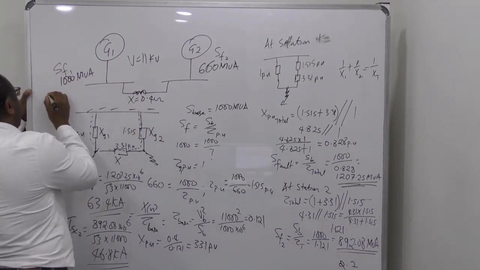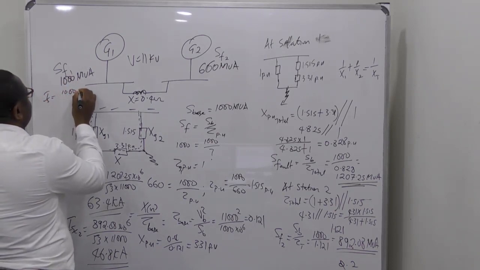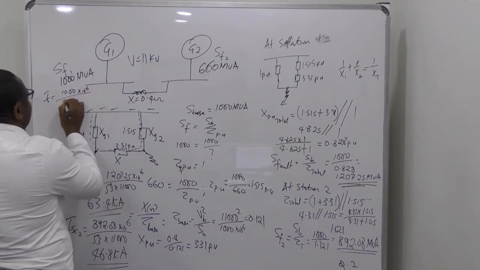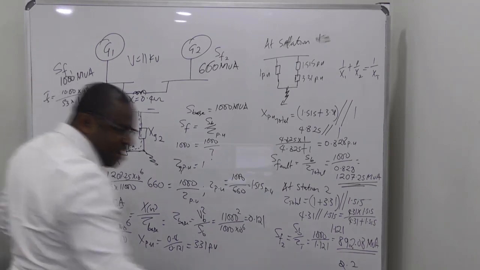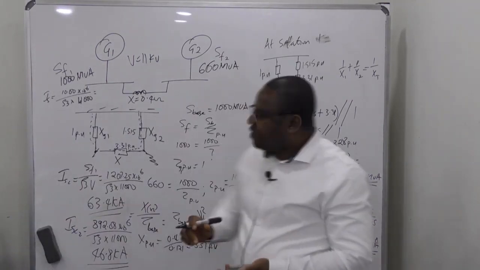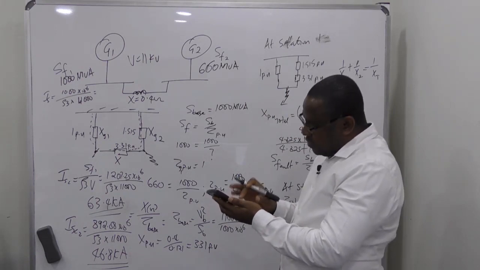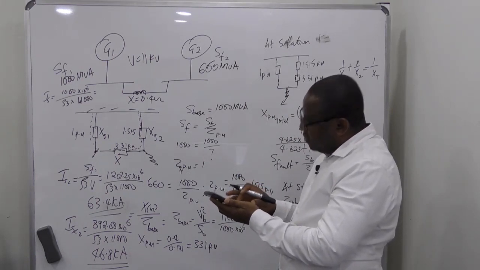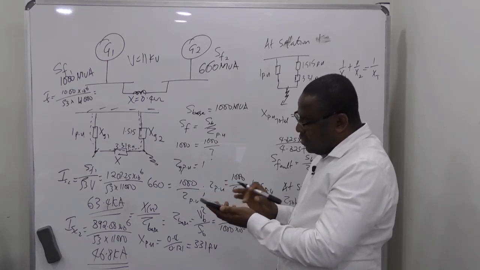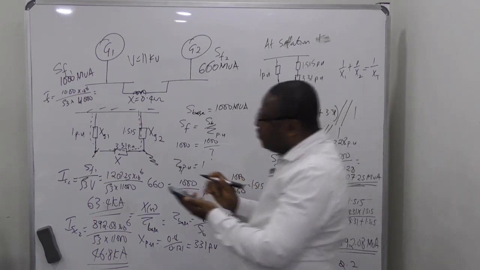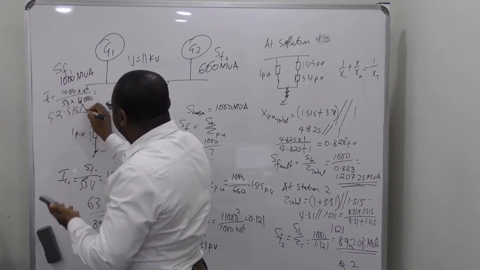If you check here, the fault level, if this was not there, the fault current, I short circuit here, supposed to be 1,000 times 10 to the power 6 over root 3 by 11,000. Let me just check what that is, so that you see when you interconnect what happens. 1,000, exponent 6, divide root 3, divide 11,000. You get about 52.5 kiloamps.